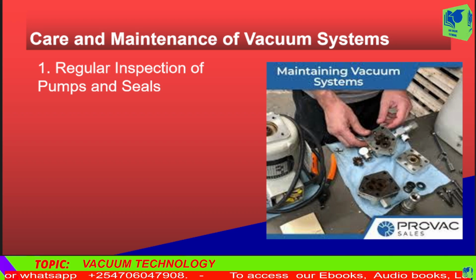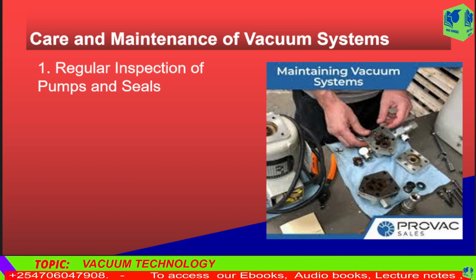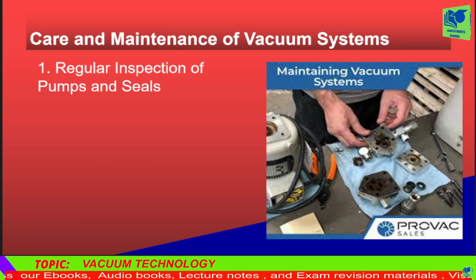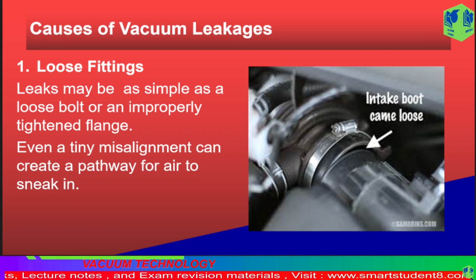Inspecting seals. Seals are responsible for maintaining the vacuum by preventing leaks. Over time, seals can degrade due to constant exposure to pressure, heat, and chemical exposure. Signs of seal wear. Check for cracks, brittleness, or leaks around the seals. If a seal is damaged, it will compromise the vacuum and lead to inefficiencies. Test for leaks.